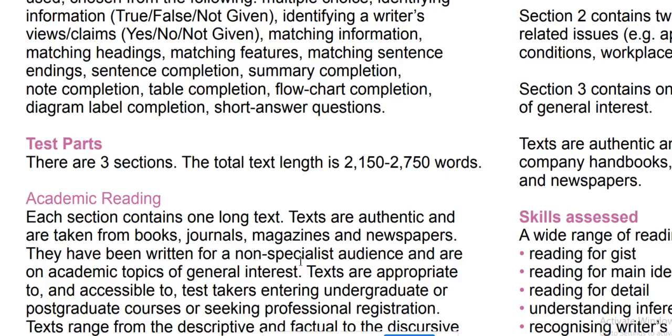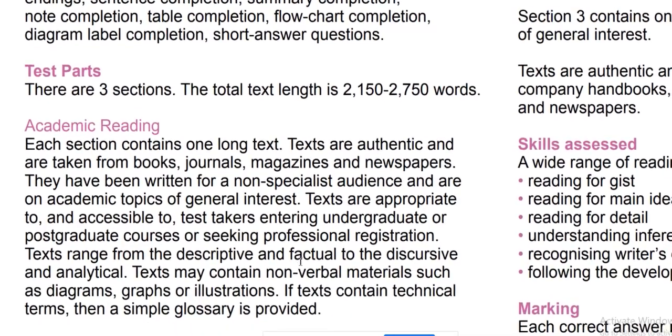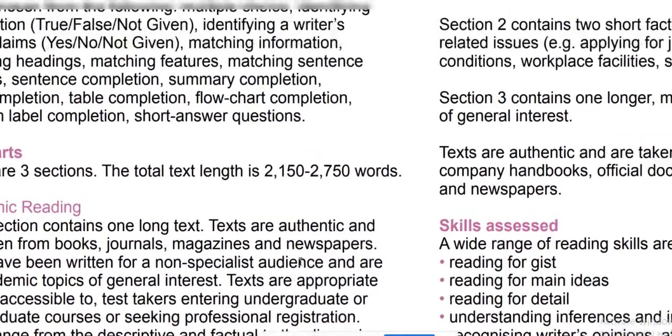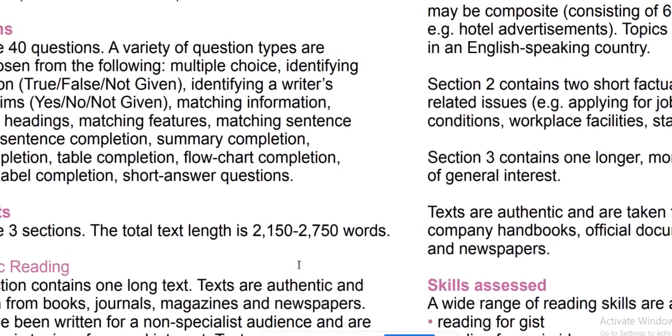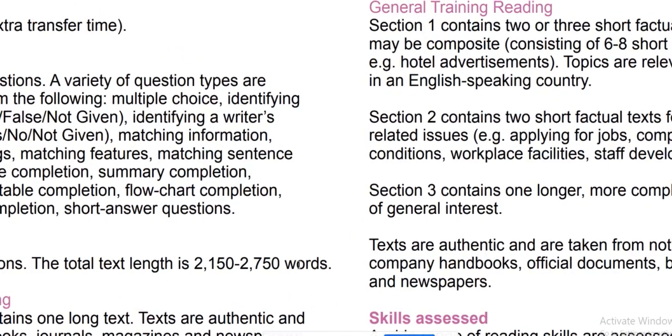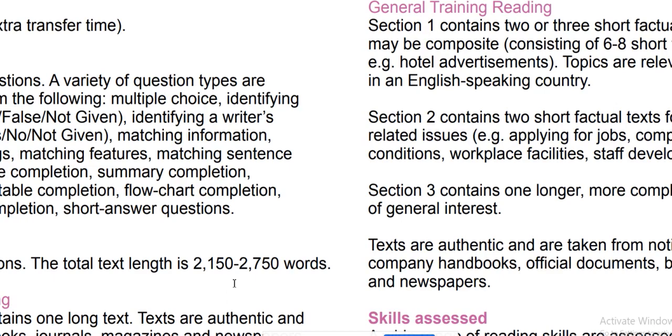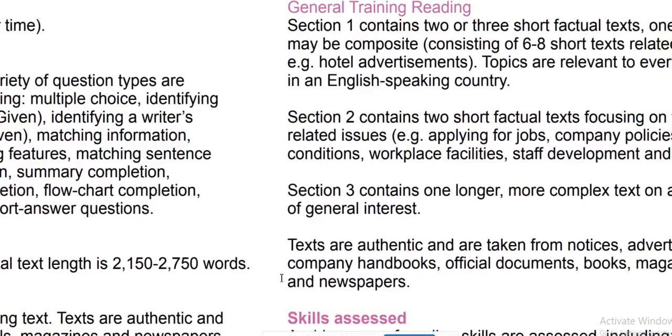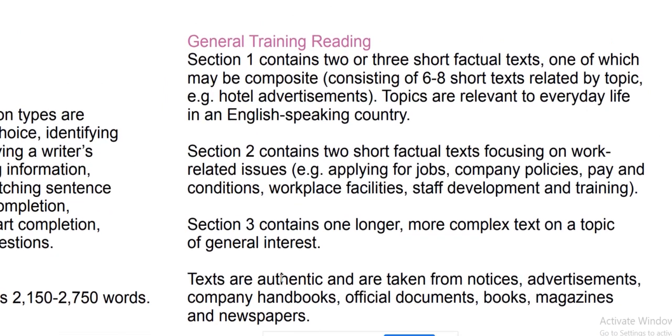Okay, right. And then there are 3 sections, right? 3 sections are there in both the academic and general training. Total length is like 2150 or 2750 words. In that total reading part, we can have that many words, right? So when it comes to general training, I'm not going to explain the academic, right? It's okay, because it's not for you. I'm doing only general training. Is it okay with you? Yes, miss.